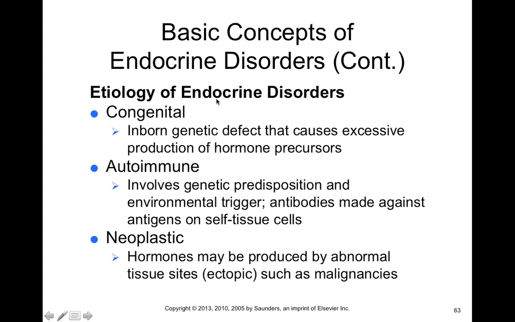Some etiologies of endocrine disorders can be congenital, autoimmune, or neoplastic. Congenital could be like an inborn genetic defect that can result in excess or deficiencies in hormone production. Autoimmune could be like a genetic predisposition or environmental trigger that causes antibodies to attack self tissues. Remember, those antibodies can both damage and lead to hypofunction or stimulate and lead to hyperfunction, so it depends on what's going on here. Or neoplastic conditions where you might have a growth of some tissue. It could be non-secreting or secreting. If it's a secreting tumor, that can lead to hyperfunction. If it's non-secreting, that can lead to hypofunction where the tumor might impinge on nearby tissues.